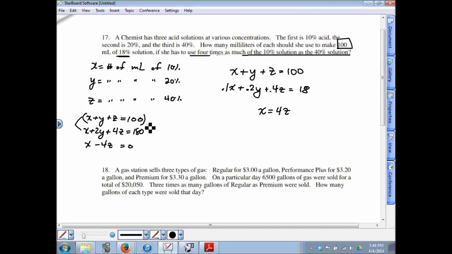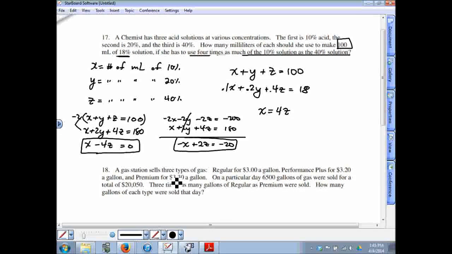So I'm going to multiply the top equation by -2, getting -2x minus 2y minus 2z equals -200. Combine that with the middle equation of x plus 2y plus 4z equals 180. That's going to give negative x plus 2z equals -20. So what I was saying earlier is now both of these equations are in terms of the same 2 variables, x and z, so we can solve this as a system of equations now. Negative x plus 2z equals -20, and x minus 4z equals 0. The x's are gone. 2z minus 4z is -2z equals -20, so z equals 10.